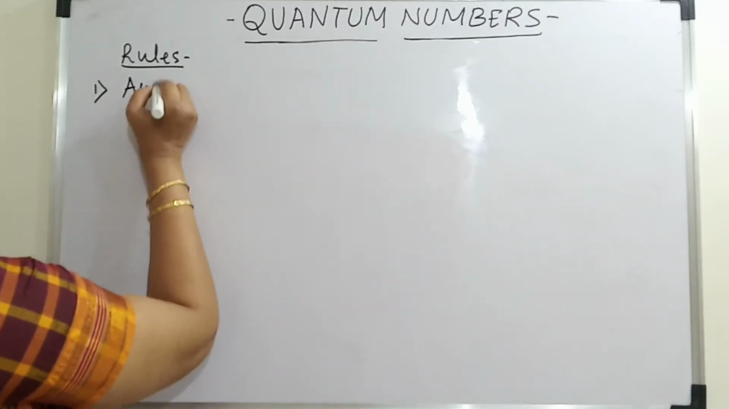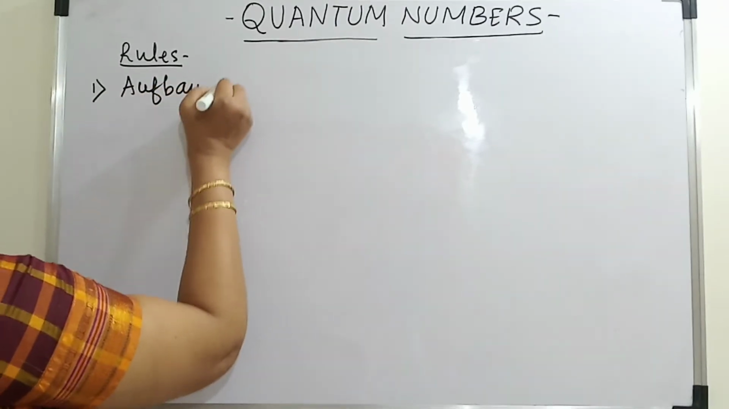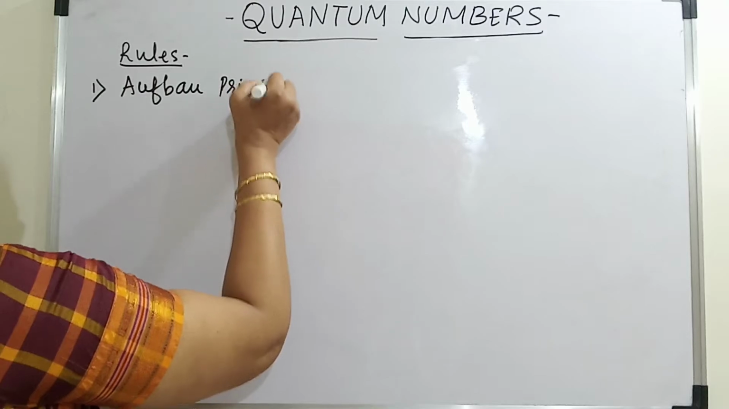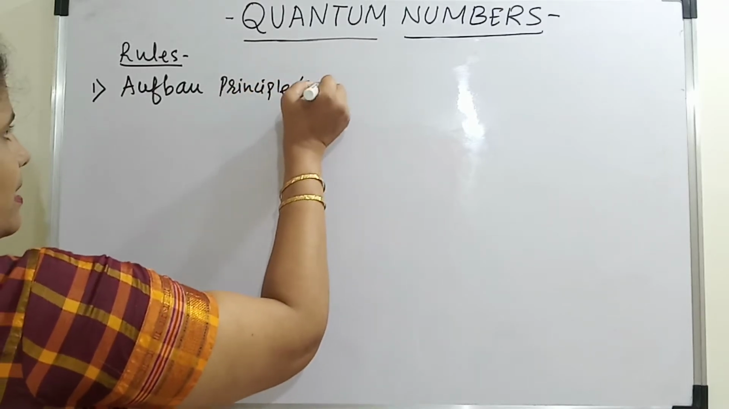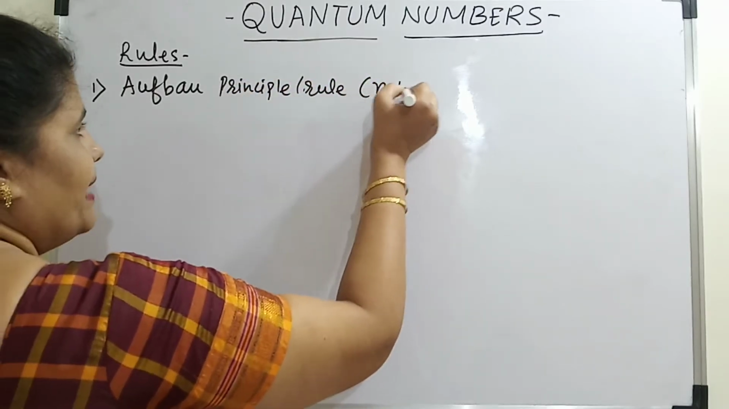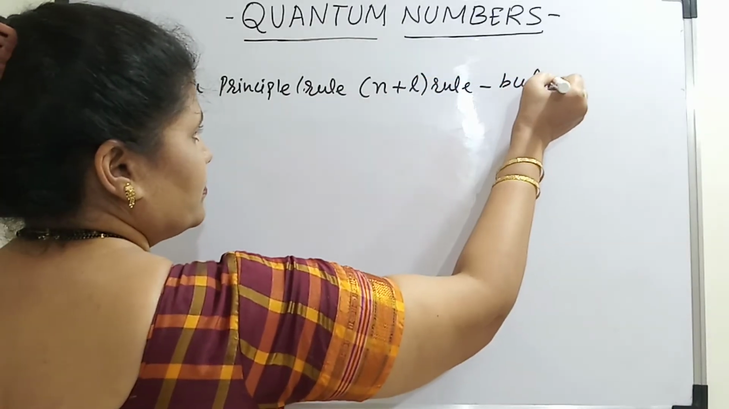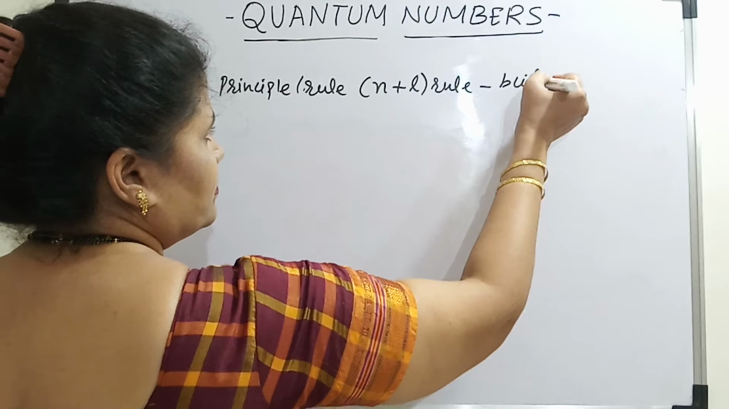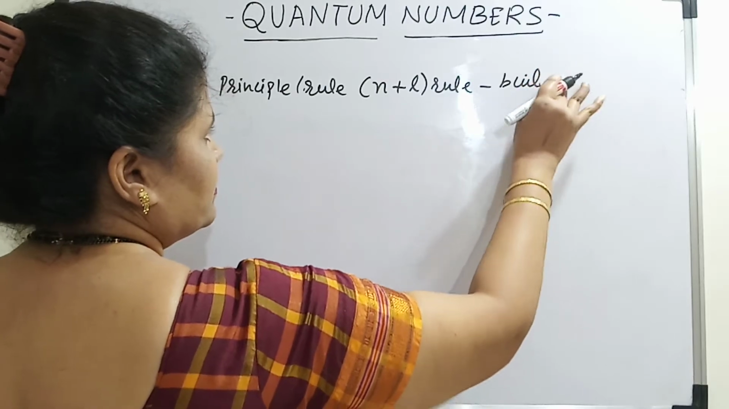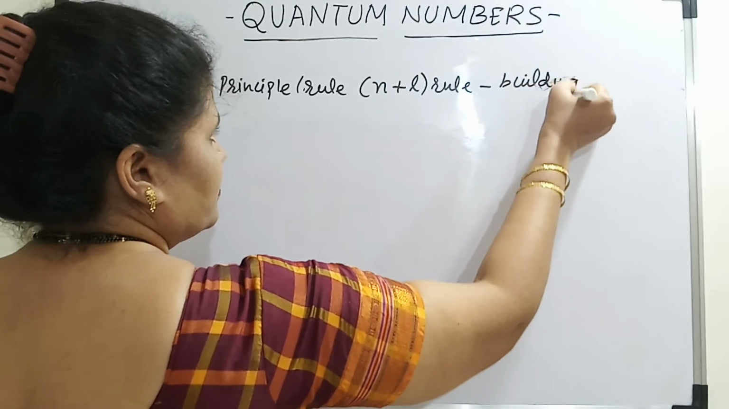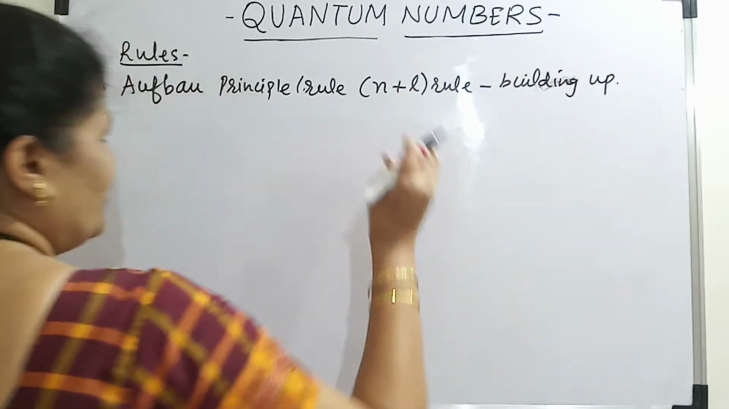The Aufbau principle, or the rule we are seeing, is also called the N plus L rule or the building up rule. What is this building up rule?